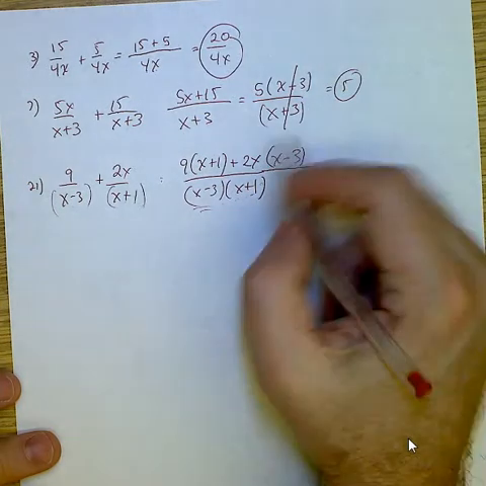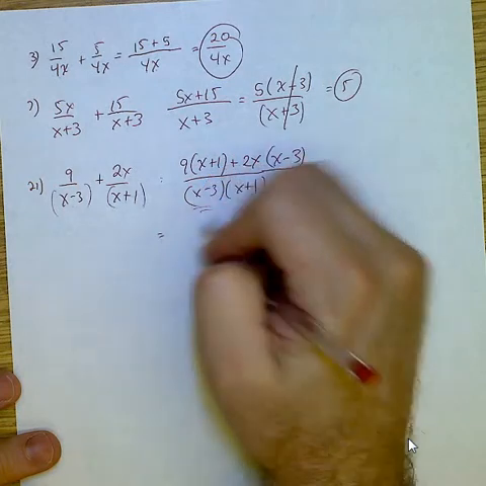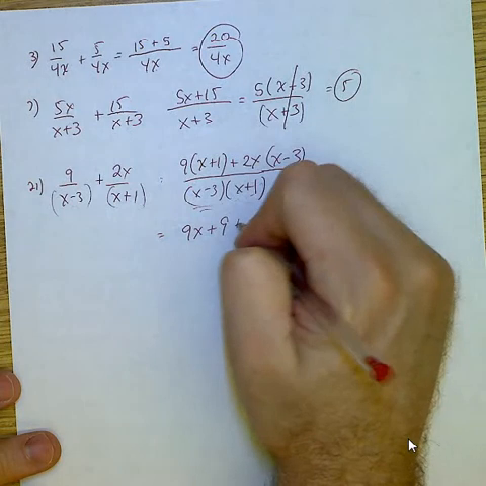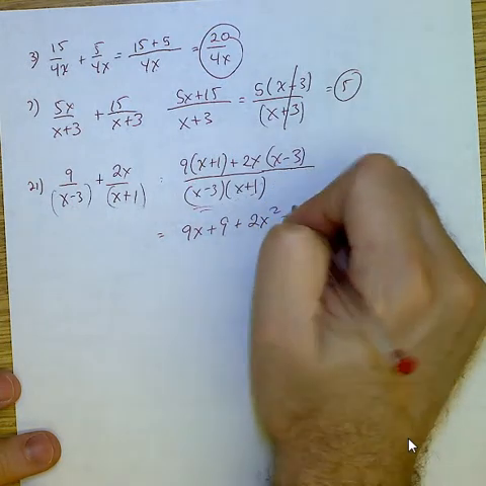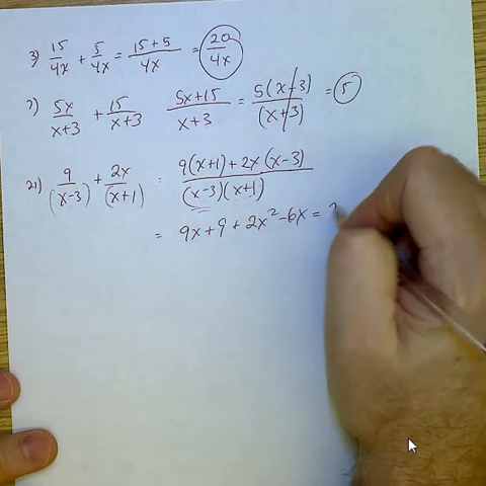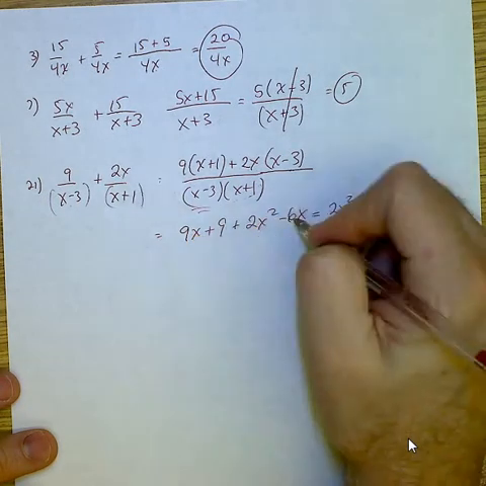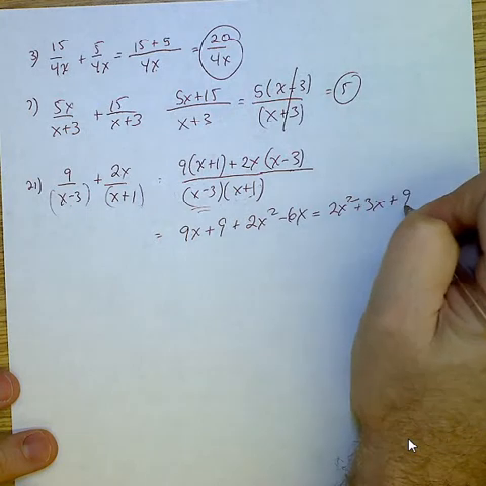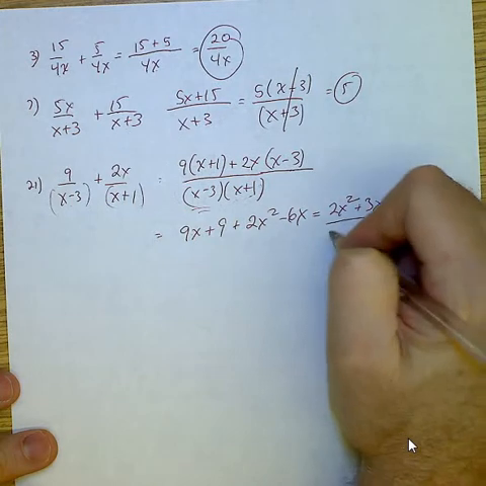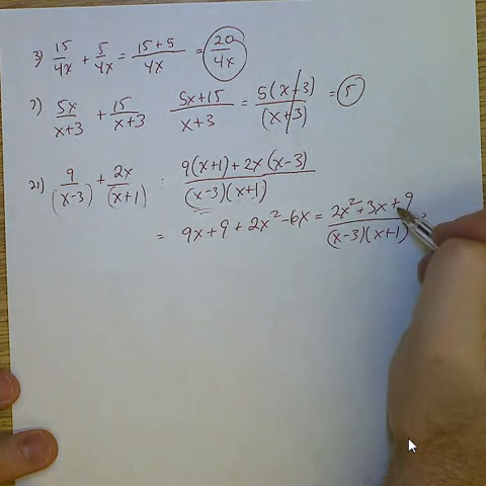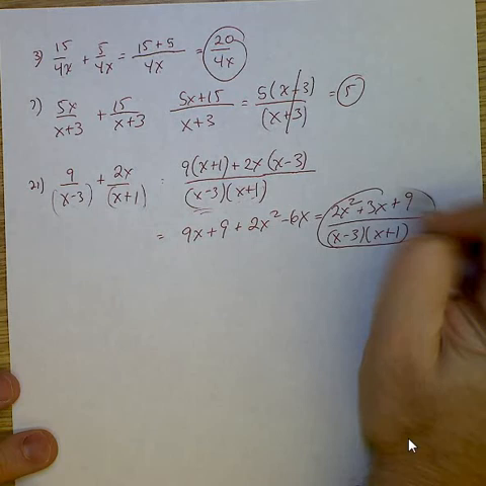Once you do that, now we simplify. We focus on the numerator. We distribute the 9 in, 9x plus 9, 2x squared minus 6x. That's our numerator. Let's simplify the numerator by combining like terms. We have 2x squared. 9x minus 6x is positive 3x plus 9. And our denominator is x minus 3 times x plus 1. Now at this point, you would check to see if this is factorable. But it is not factorable, and so we would stop there.